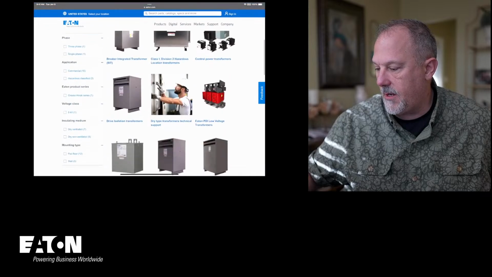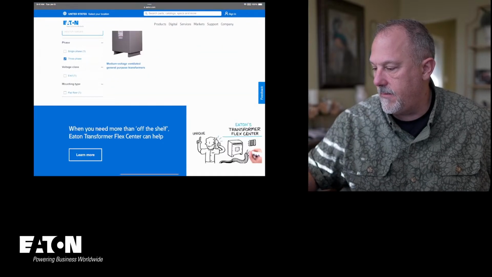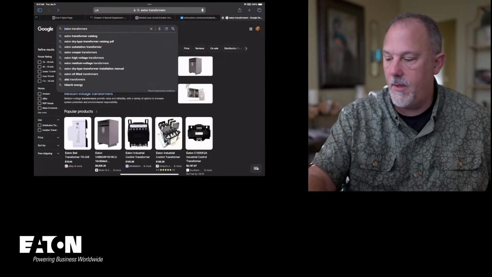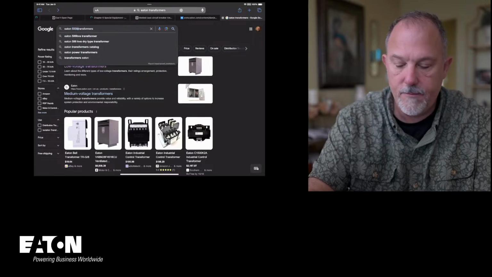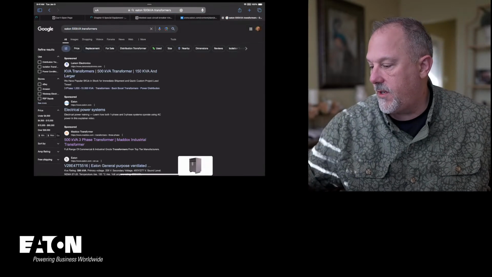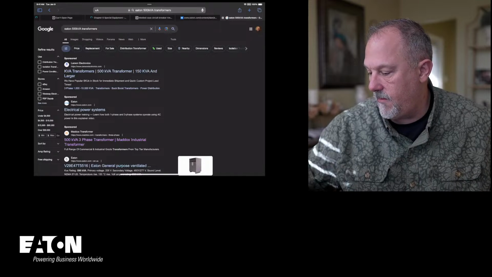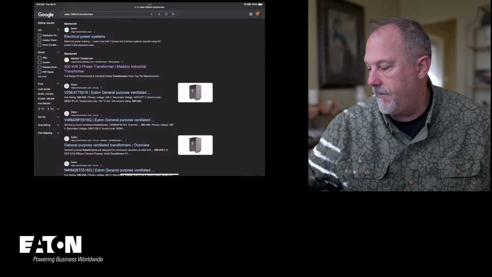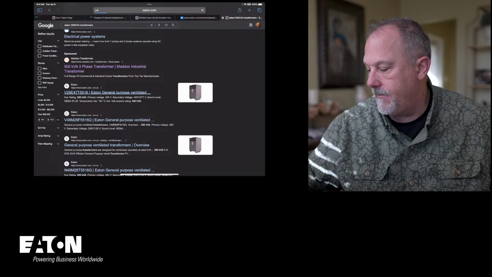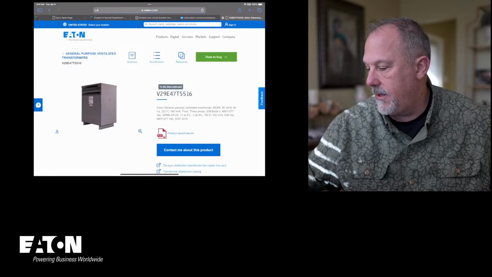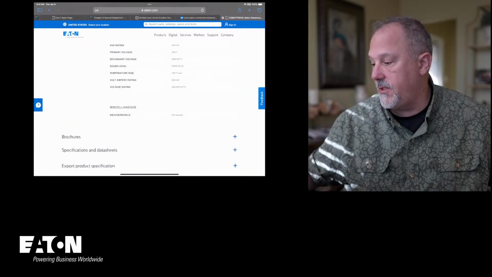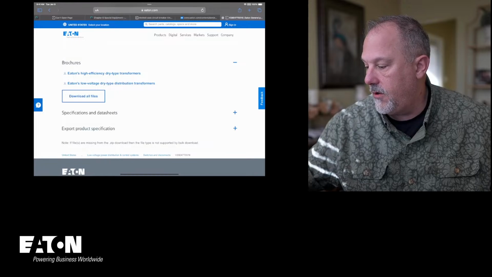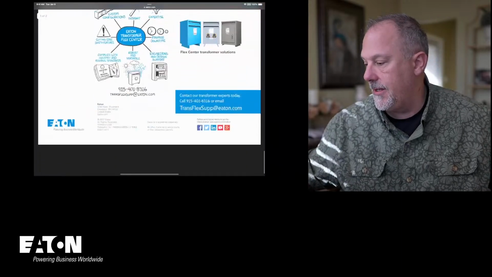I had a dry type catalog. So 3-phase. Nope. I want Eaton 500 kVA, 500 kVA transformers. All right, let's go to resources because I want to go to the catalog. I want to go to, is it the brochure? Eaton's low voltage dry type distribution transformers.